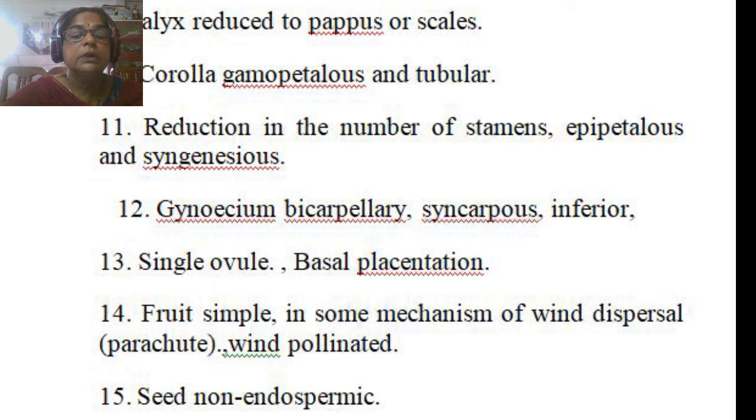So on the basis of these characters, the family Asteraceae or Compositae is the advanced family of the angiosperms, and especially in dicotyledons it is regarded as the highly advanced family. These are some important characters which indicate the family is very advanced. So this is all about the family Asteraceae or Compositae, showing some characters related to the taxonomy. Thank you.